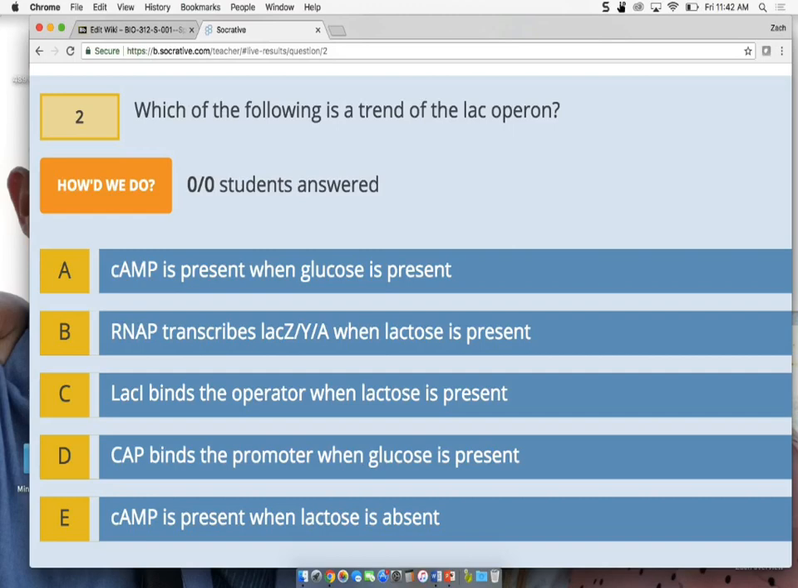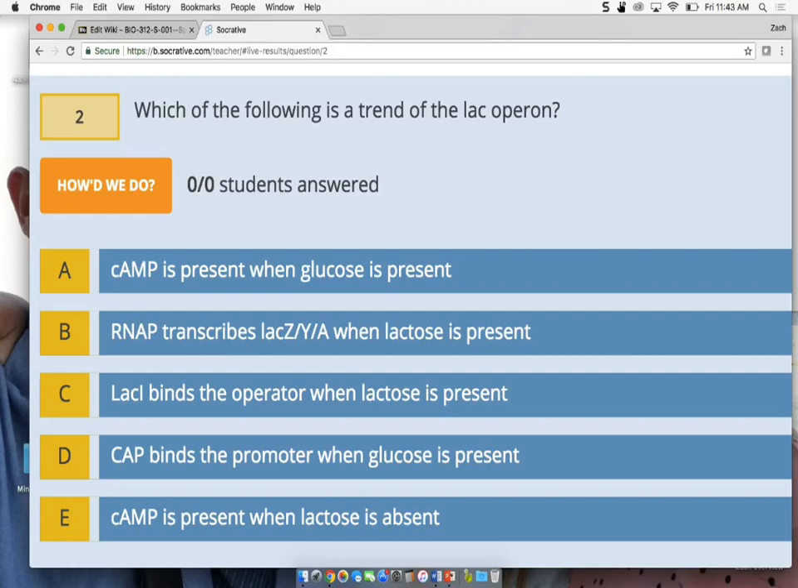What other ones can we rule out? We can rule out C. LAC-I binds to the operator when lactose is present. How would we fix that one to make it correct, Allie? Yeah. LAC-I only binds to the operator when lactose is absent. Good. So that leaves us with two, D and B. Which of those two is correct? B. Okay, good. Why is D not correct?